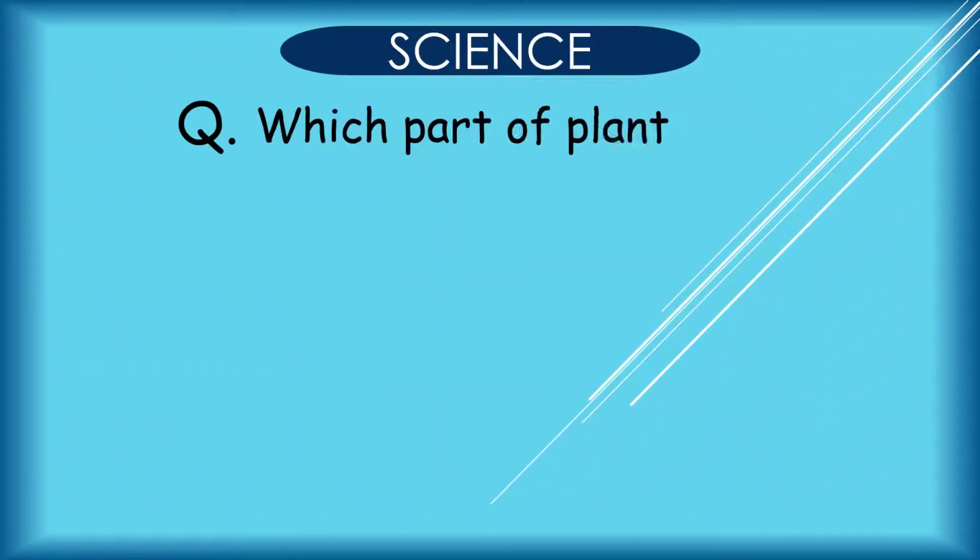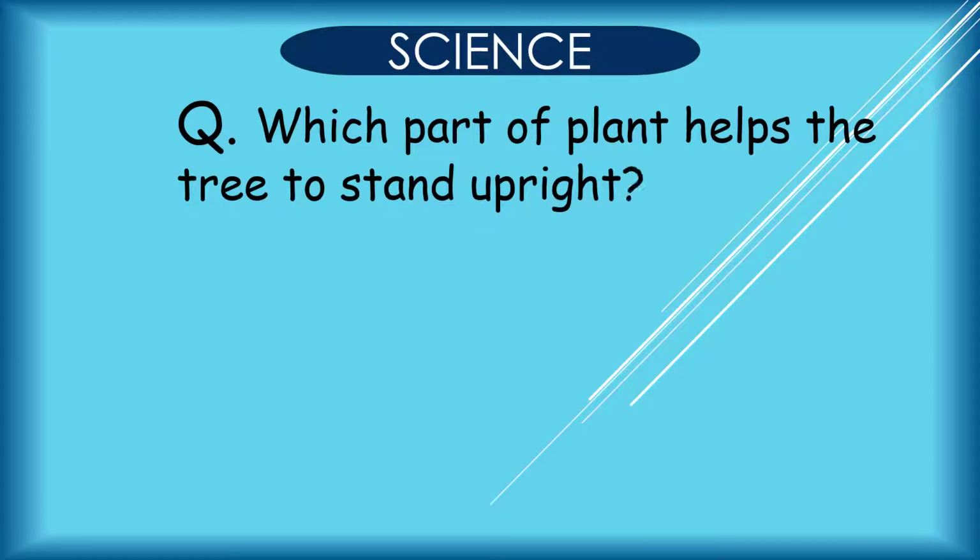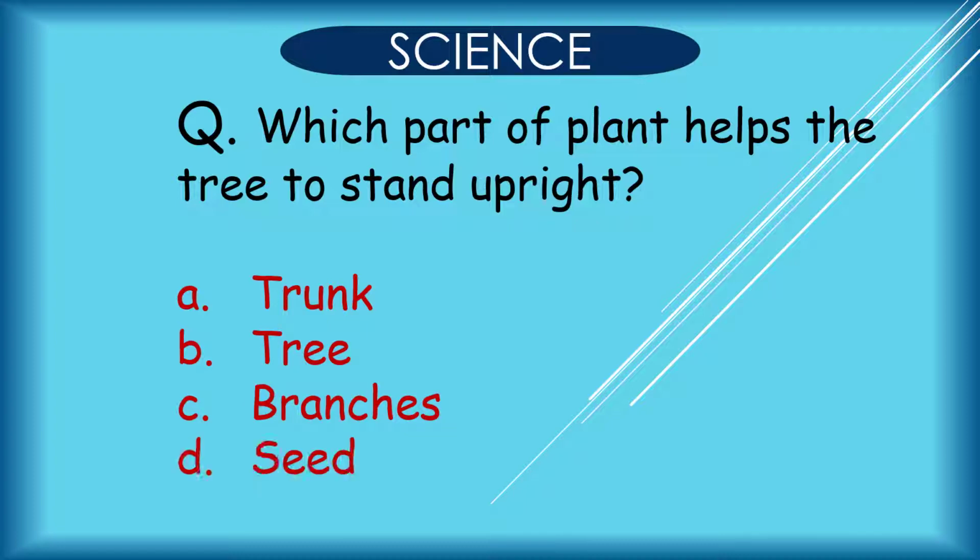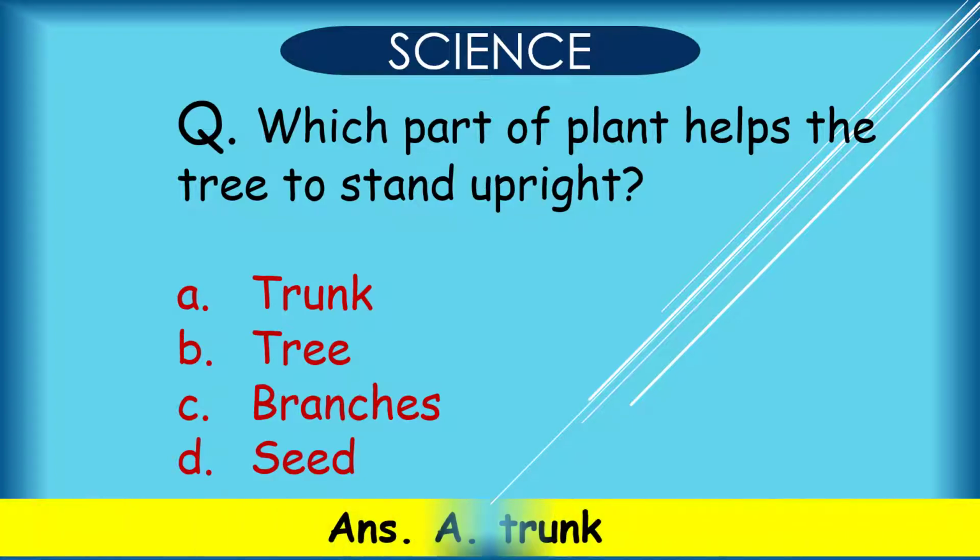Question: Which part of plant helps the tree to stand upright? A, trunk. B, tree. C, branches. D, seed. Correct answer is A, trunk.